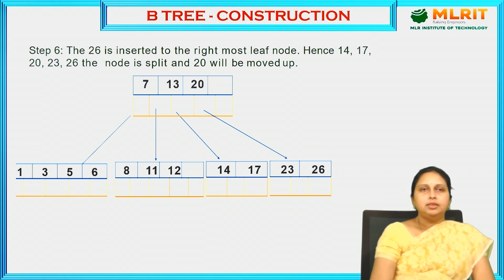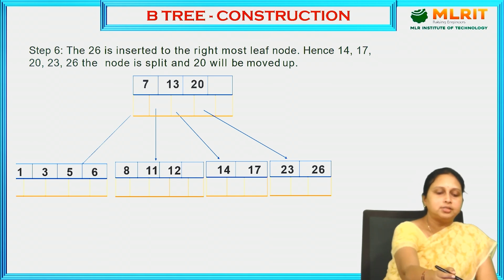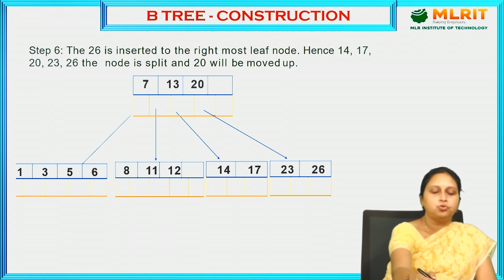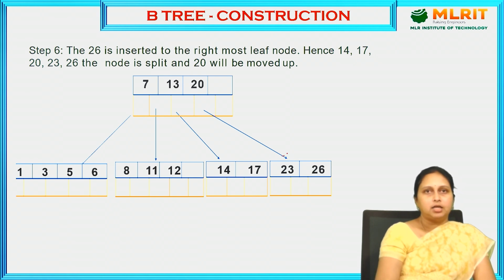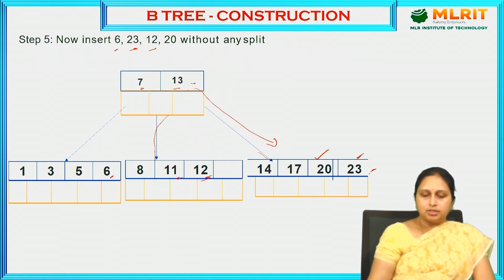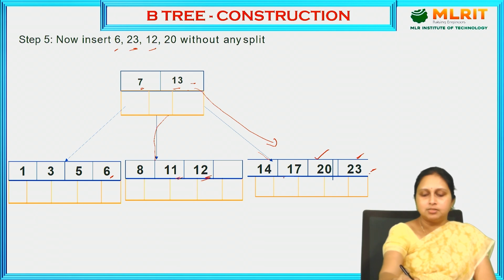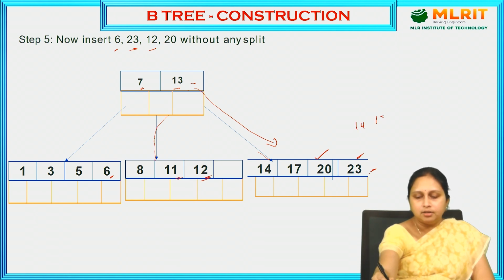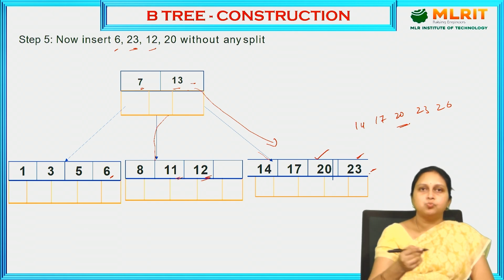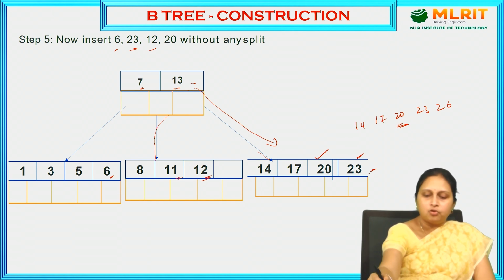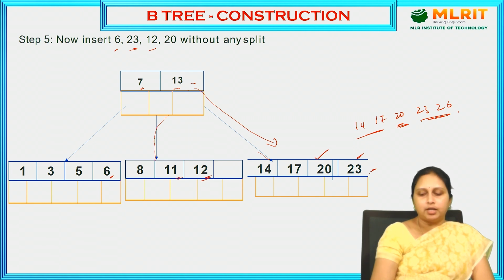Right. The next node we are to insert is 26. Now check 26: it is greater than 7, greater than 13, greater than 20. Now I need to move to the right of it. Right of it means this part: 14, 17, 20, 23 and 26. Now 20 has to move up. And left of 20 is 14 and 17 and right of 20 is 23 and 26.